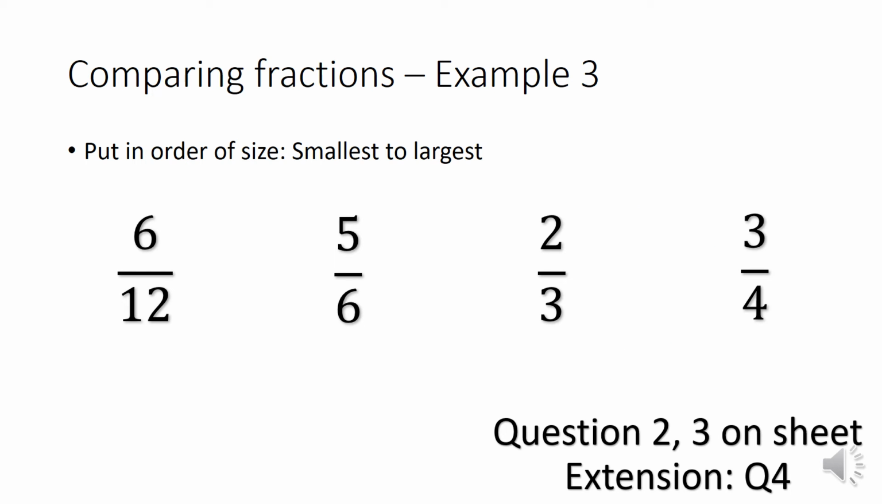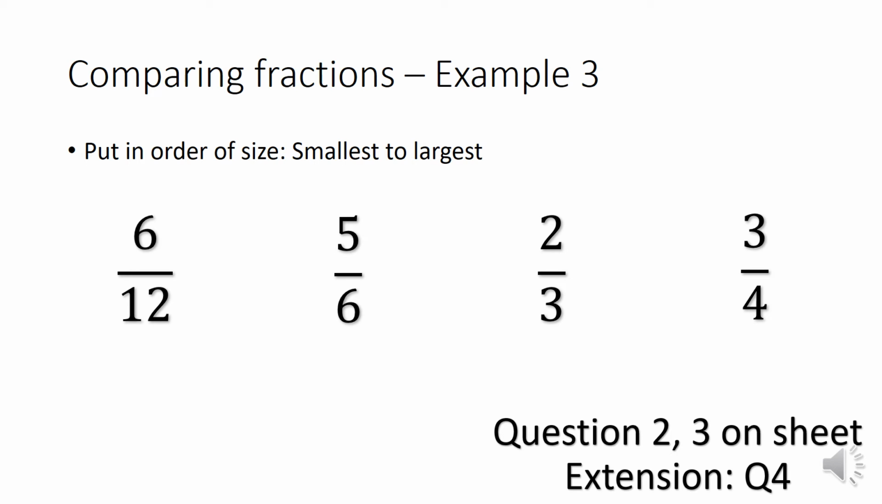So this one, this is going to be question 2 and 3 on the sheet. So this is a really important example. This one looks a bit more daunting because we've got not just 2 fractions, but we've got 4 fractions. And we need to put them all in order of size. So what we're going to do first is exactly what we did when we had 2. We're going to try and get it so that we have the same denominator for all of them.